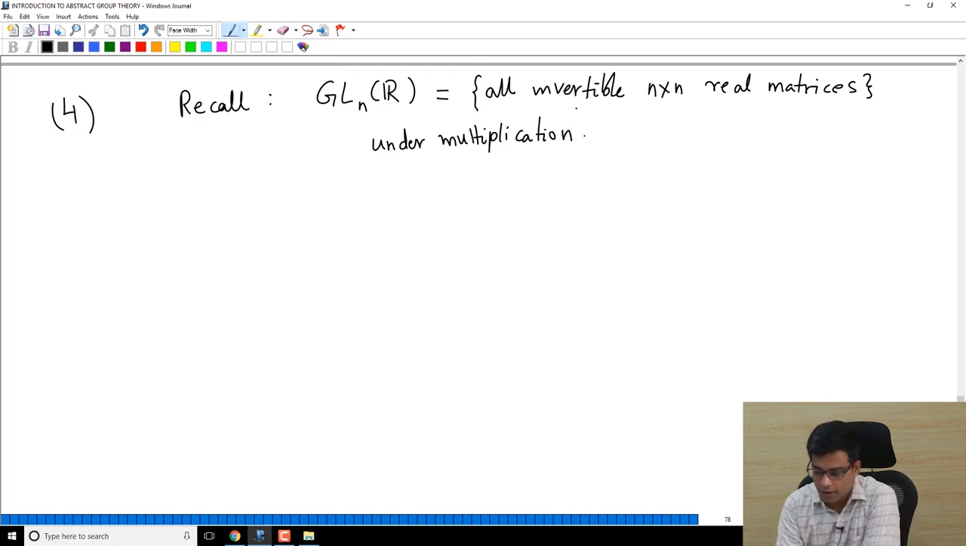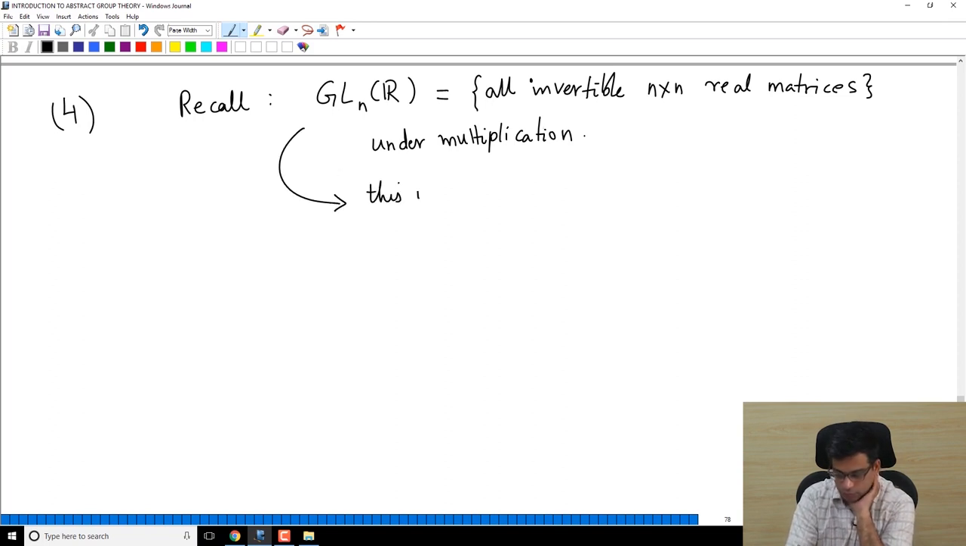Okay, so we take all invertible matrices which have size n by n and which have real entries, and I make it a group by multiplication, because now every matrix in this set has an inverse because it's invertible. Product of two invertible matrices is invertible, and inverses exist by definition, and so on. The multiplication of matrices is associative, identity is there, so it's a group. This is a group under multiplication.